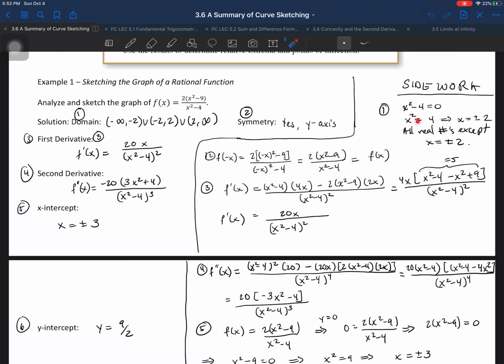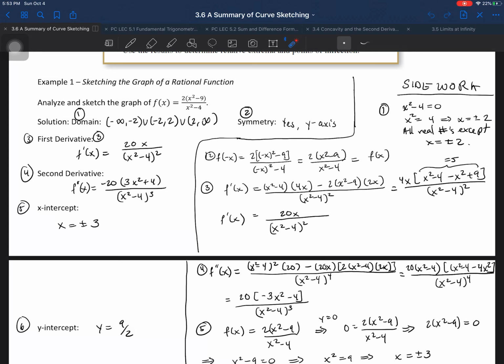So that's what I did. I found those numbers by setting the denominator equal to 0 and solving for x. By using the square root property, we got plus or minus 2. So the domain for this function is all real numbers except x equals plus or minus 2. I wrote this in interval notation: negative infinity to negative 2, negative 2 to positive 2, and 2 to infinity.